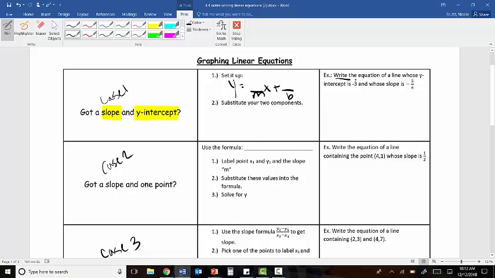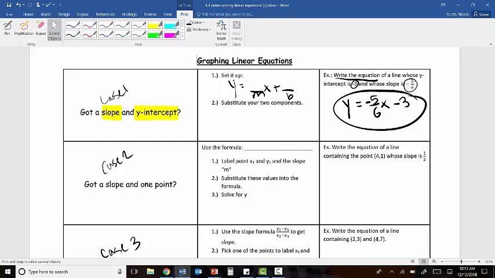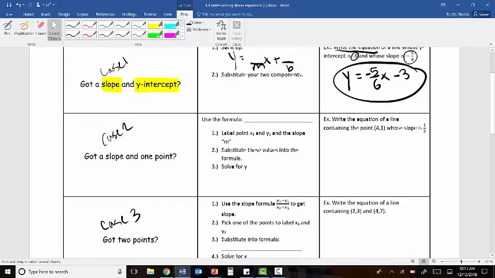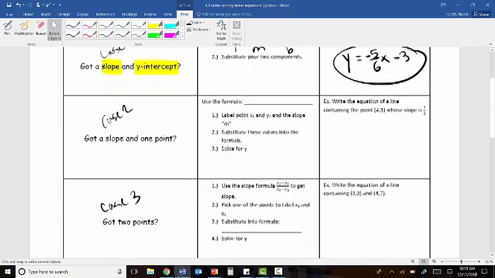So it says write the equation of a line. That means you're going to have an equal sign, whose y-intercept is -3, whose slope is -5. Because I gave you both key components, you can just set up the answer. Your slope will come first, and your y-intercept comes last. So you can just write -3 if you'd like. You don't have to use the plus sign. And that's the answer. It's a little different than when I drew a picture of it and asked you to write it. Now I'm just telling you the information that's on the picture, and it saves you a little bit of time that way. So that's case 1.